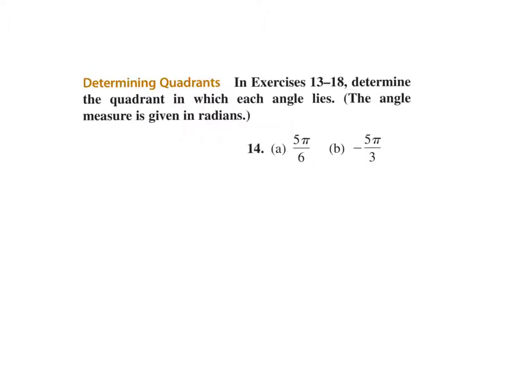So let's take a look at this example here. It says determine the quadrant, right? So quadrant 1, 2, 3, or 4 in which each angle lies. And the angle measure is given in radians. So let's take a look at this first one here. You have 5 pi over 6.